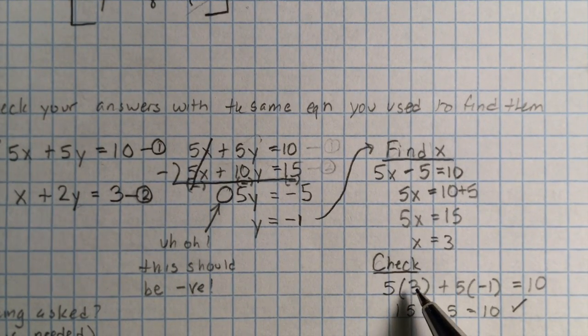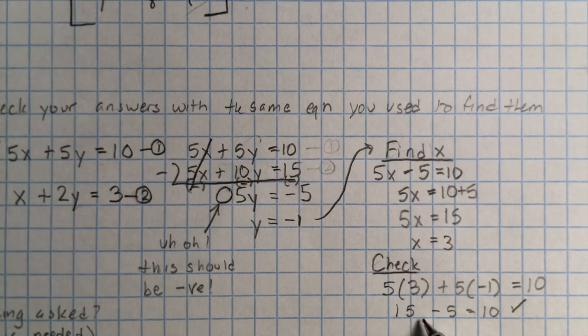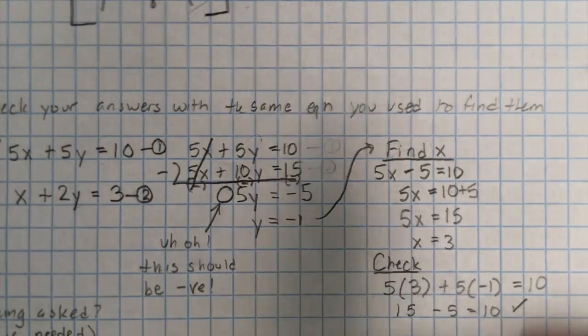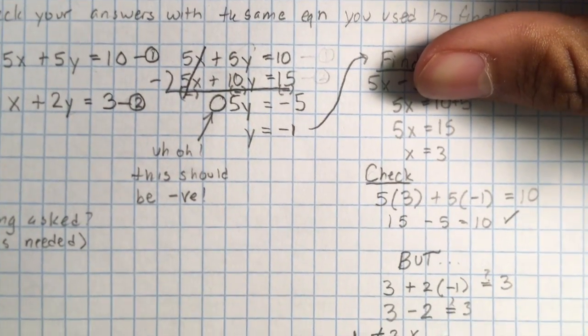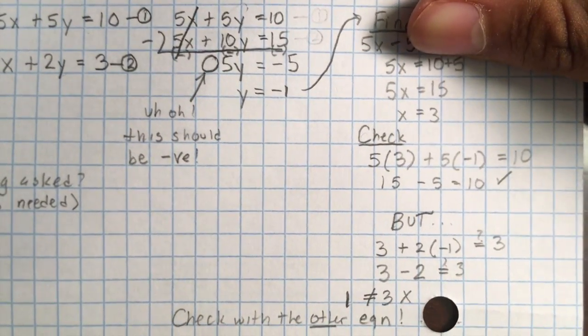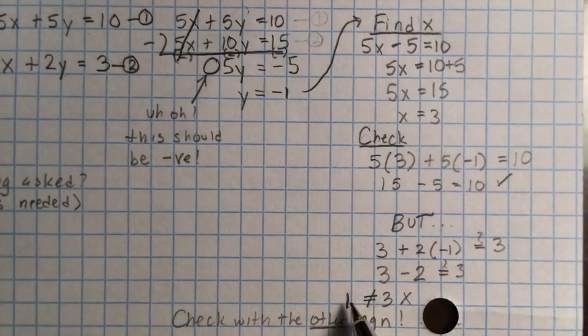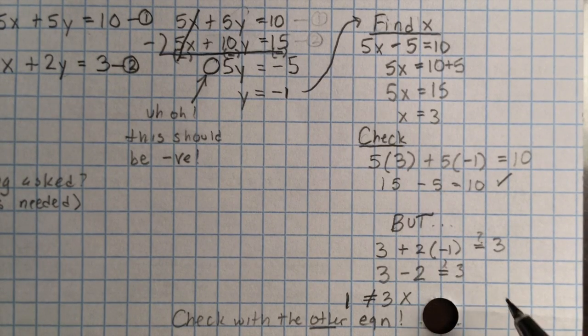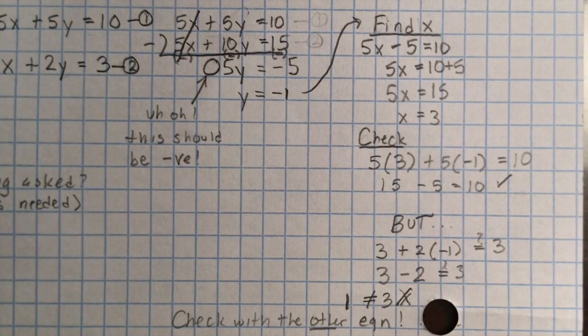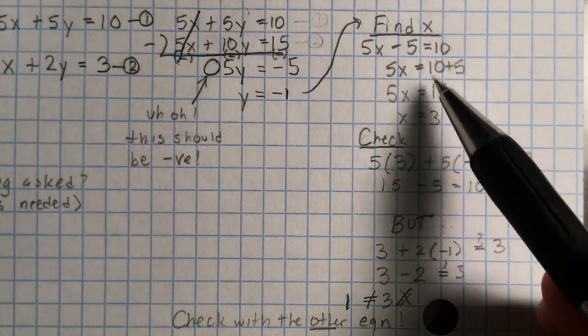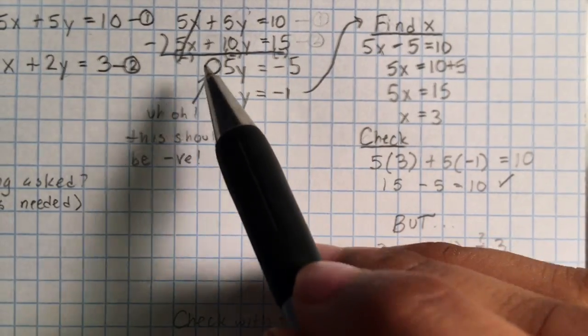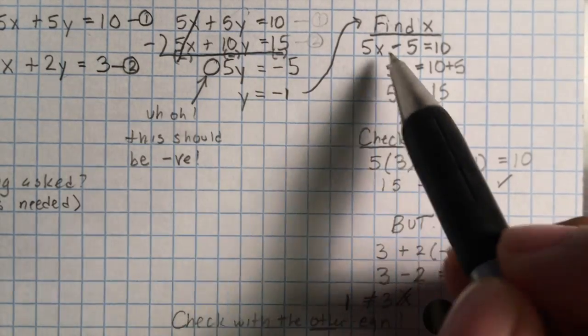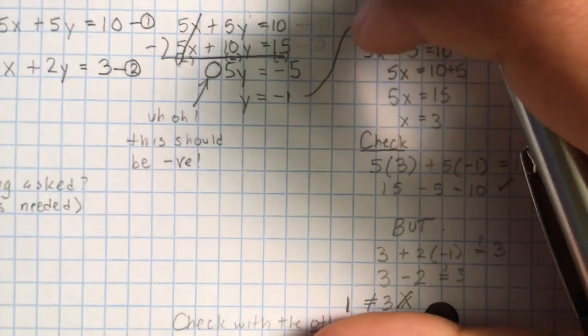So let's say we checked it with the first equation, which we already used. We get 15 minus 5, 10. It checks out. But if we check with the other equation, it doesn't. We get 1 is equal to 3, which is wrong. That's definitely wrong. So always check with the other equation, because now we know this is wrong. We can retrace our steps and say, oh, this should have been negative. And then, assuming we have time, we can resolve the problem.